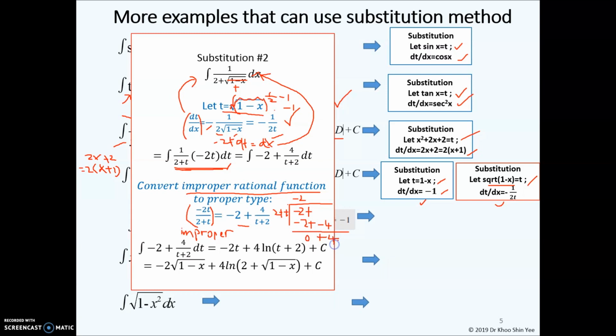So with that, this is our remainder. 4 divided by 2 plus t, which is this term. And then at the top, you have negative 2. So we are able to convert improper form to the right hand side, which is the proper form now. So let's continue to integrate this term.